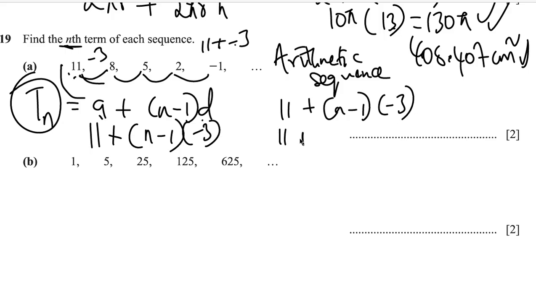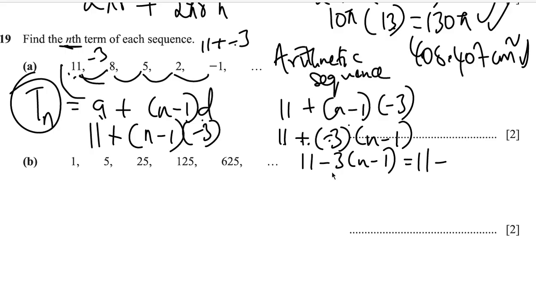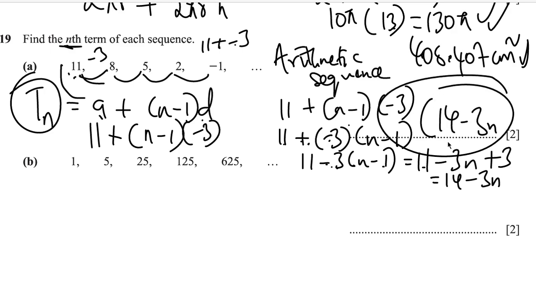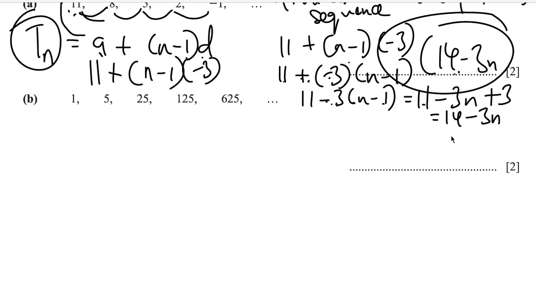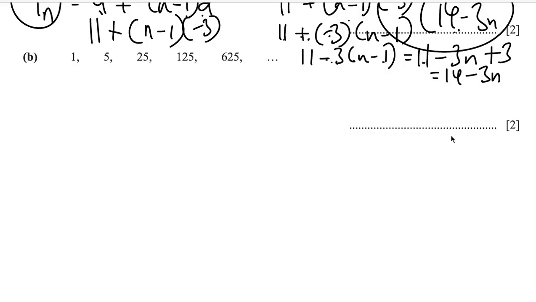And then we could write it out as 11 plus negative 3 into (n minus 1), right? So positive times negative is negative. So that's 11, negative 3 times n, negative 3n. Negative 3 times negative 1 is plus 3. So 11 plus 3 is 14, negative 3n. So that's 14 minus 3n. And that is the nth term of the sequence. So the second sequence, you can notice something here.